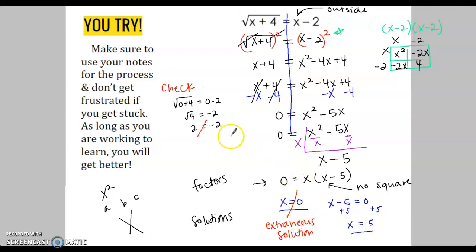This doesn't work. Let's test out 5. Let's see if that works. So I'm going to do the square root of 5 plus 4, and that's equal to 5 minus 2. Well, 5 plus 4 would be 9, and 5 minus 2 would be 3, and we know that the square root of 9 is 3, so yes, this works. And so that means x equals 5 is our true solution.